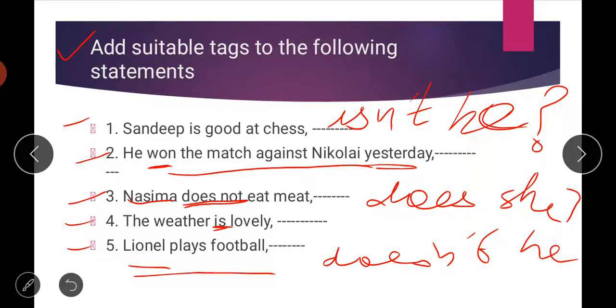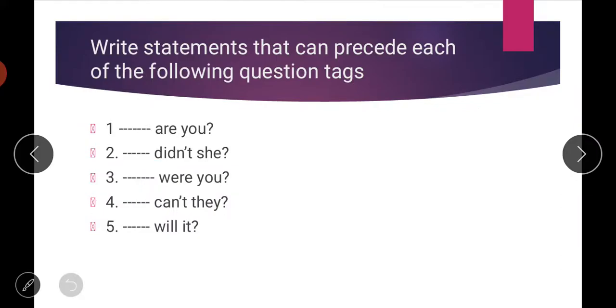So I hope all the tags, how you have to form the tags, it's clear to all of you. Then moving to the next exercise, next is write statements that can precede each of the following question tags. Now tags are given already to you, and what you have to do, you have to write the suitable statements for these tags. So there can be a number of answers for these tags. I am giving you just examples of how you can solve this exercise. The answer can vary according to you.